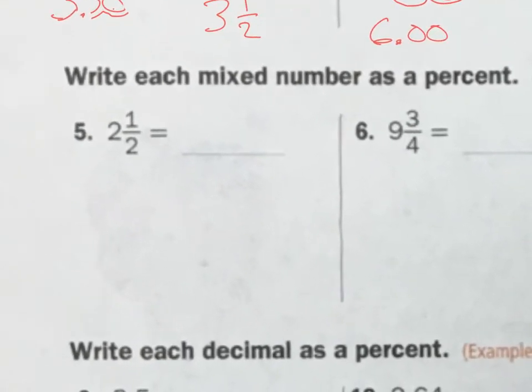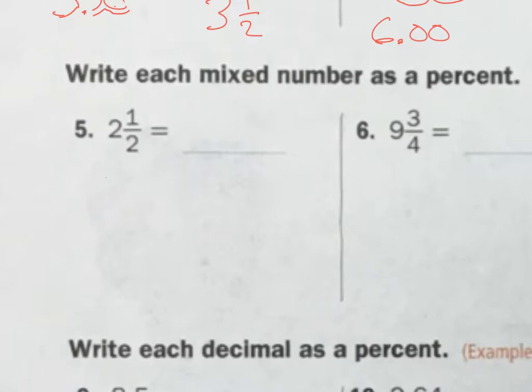Number 5. Now we would just want to write these as percents. Okay? So let's get this as a decimal. So let's take it to a decimal. 2 times 2 is 4 plus 1 is 5. So 5 over 2. Then if I take my calculator and I do this, it will give me a decimal. And the decimal is 5 divided by 2 equals 2.5.